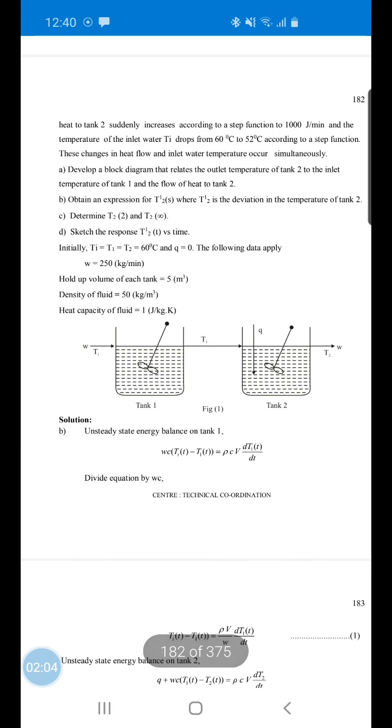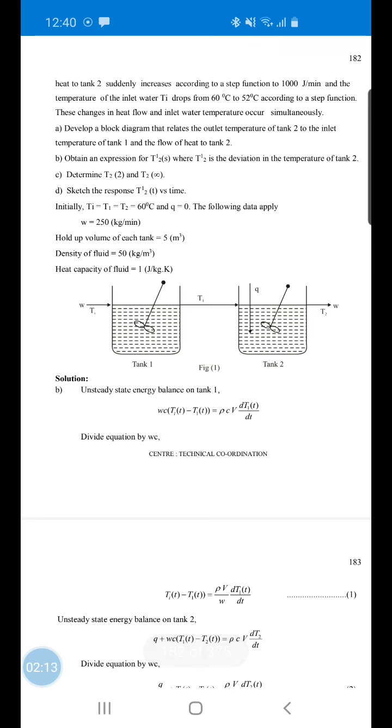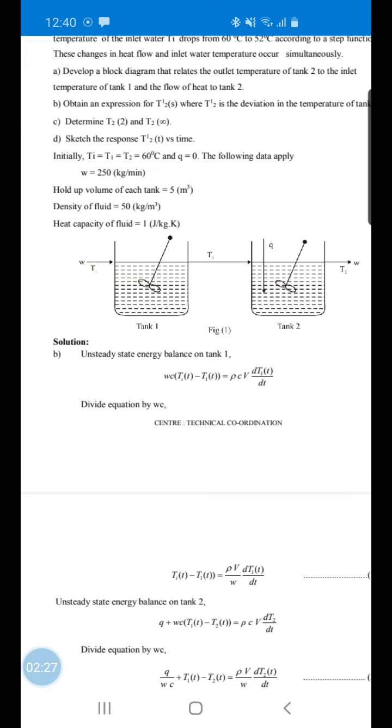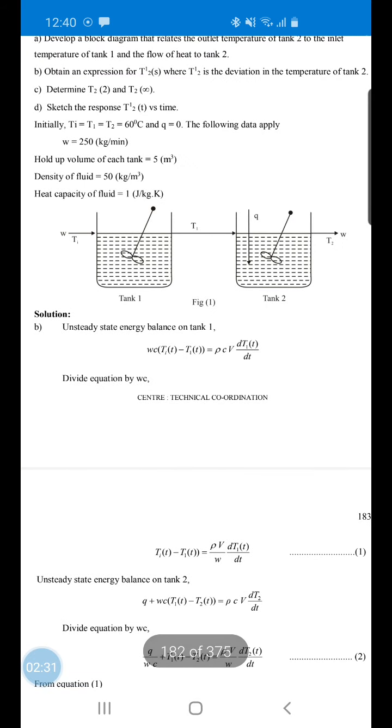Initially T1 is equal to Ti is equal to T2 is equal to 60 degrees Celsius and Q is equal to 0. The mass flow rate W is given as 50 kg per minute. Hold up volume is 5 meter cube. Density of the fluid is 50 kg per meter cube. The heat capacity of the fluid is 1 joule per kg per second. So this is the diagram for the two chemical reactor control system.